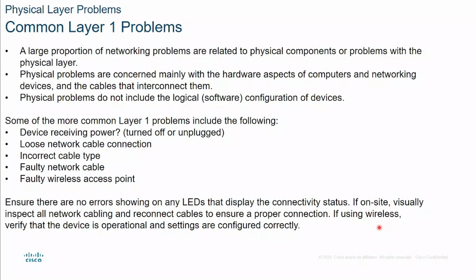Some of the more common layer one problems include whether the device is receiving power, or whether the power is turned off or unplugged, a loose network cable, incorrect cable type, faulty network cable, and faulty wireless access point.